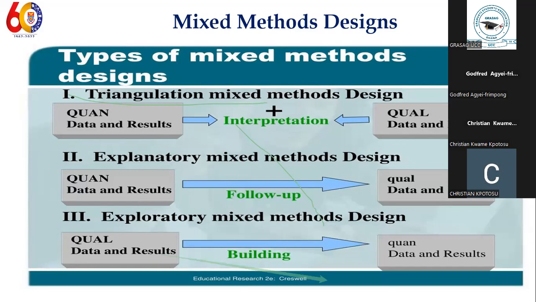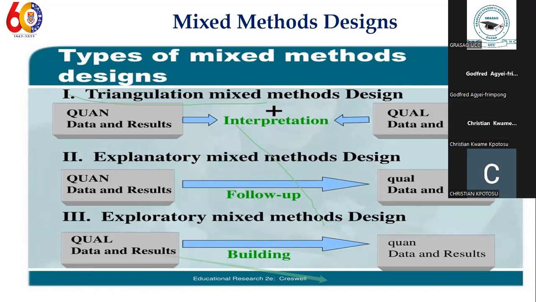You don't collect qualitative first before collecting quantitative. You don't collect quantitative first, analyze, interpret, and the result will let you go and collect qualitative. No. Here, as you have gone for the data collection, without analysis, you collect both quantitative and qualitative data. And they are very important for your interpretation. That is why Creswell made them capitals. It means that in this design, there is much focus placed on the two types of data that you collect.